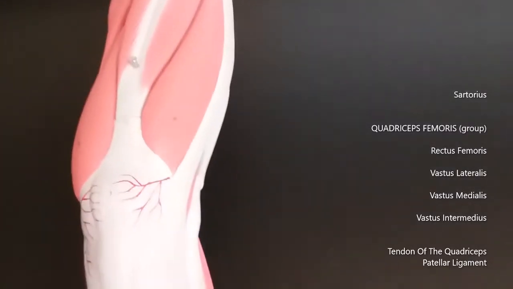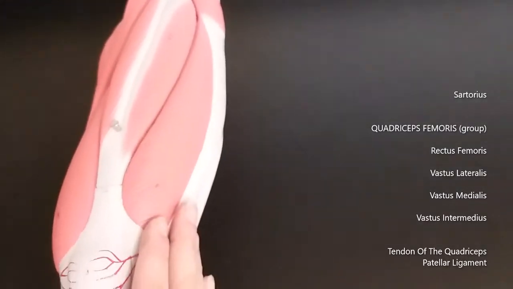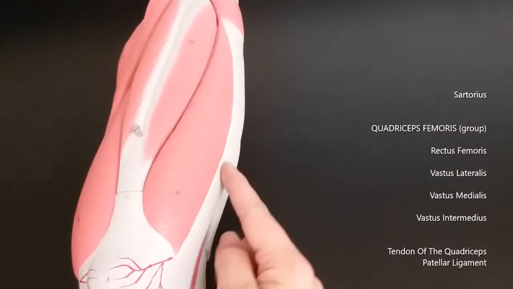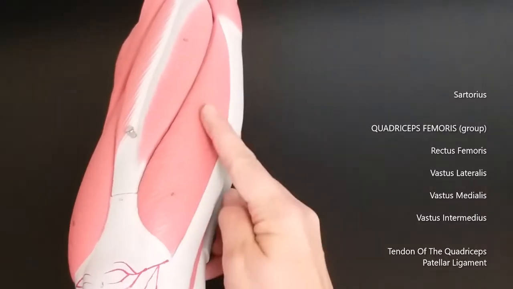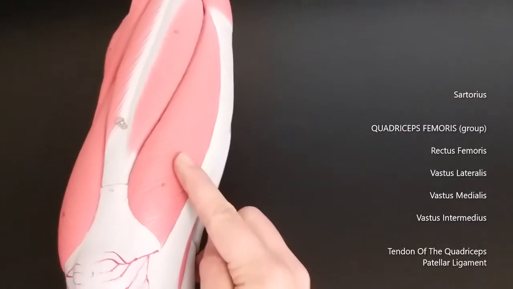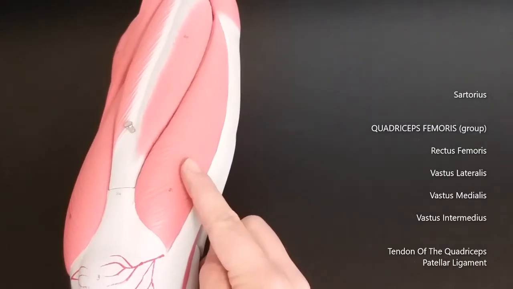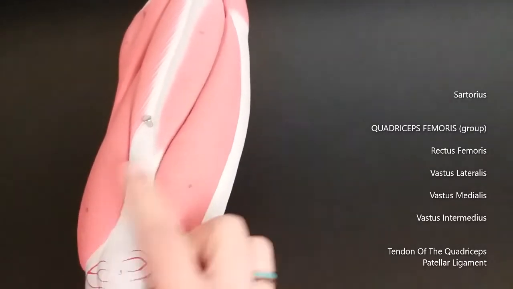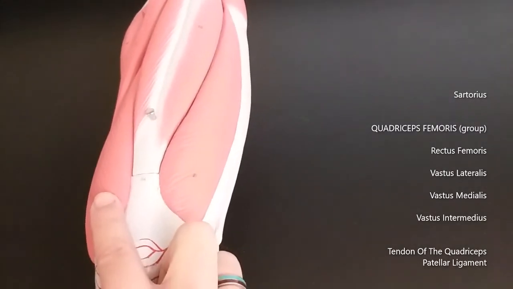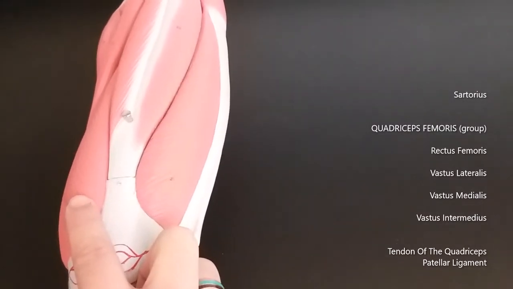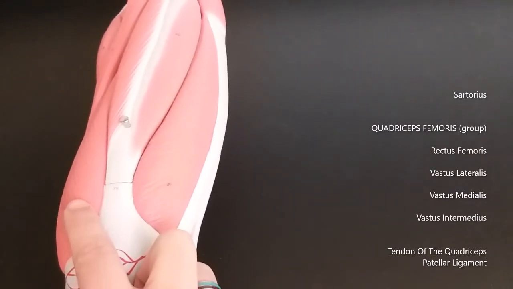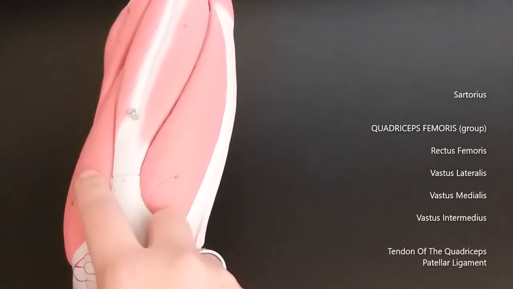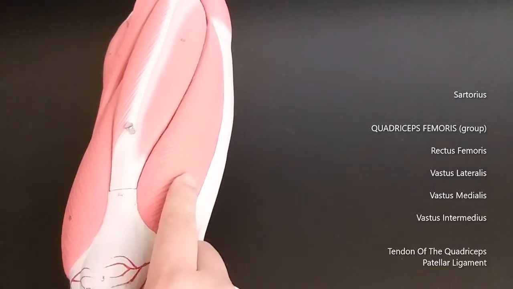Next, we find the lateral side of the leg. This is the left leg, so this over here would be the lateral side. This is called the vastus lateralis. The lateral muscle is very vast, very big. Next we have the vastus medialis, on the medial side, again a very big muscle. And finally we have the vastus intermedius, so that is intermediate between the medialis and the lateralis.